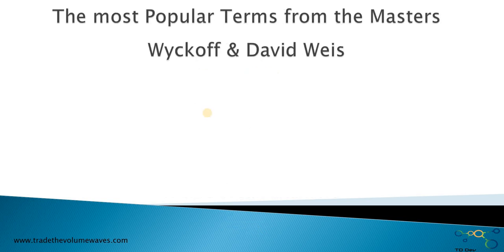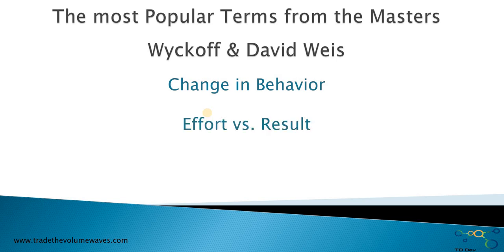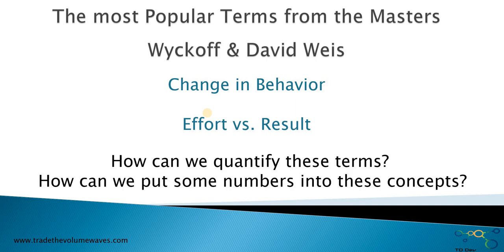So, the most popular terms from the masters, Wyckoff and David Weiss, are change in behavior and effort versus result. So, how can we quantify these terms? How can we put some numbers into these concepts? Is that possible? Well, if it was possible, it would be much easier to read the charts.